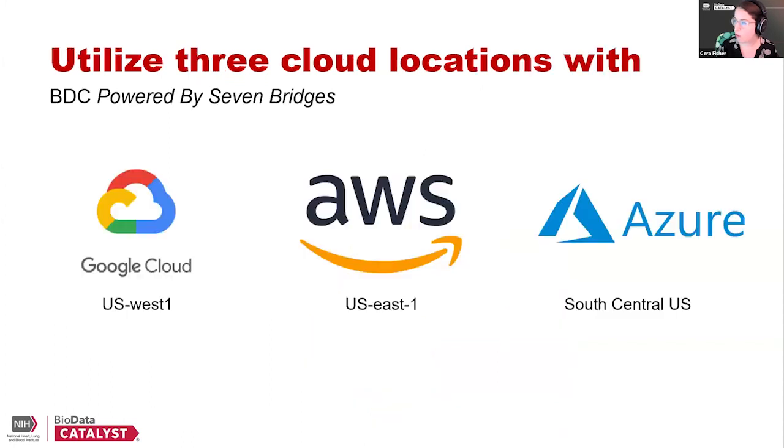So we have very recently at BDC 7 Bridges added Azure to the cloud locations that we have available. We have Google Cloud locations, AWS and Azure now. And the location names have a region on them. Don't worry about that. It's all the internet. The region doesn't really matter, but the location of the cloud does matter when you're talking about moving files.